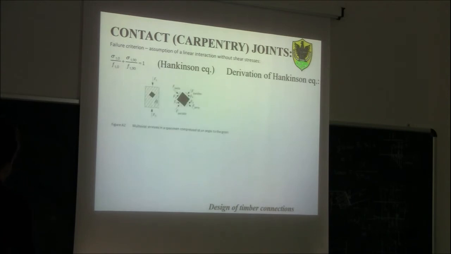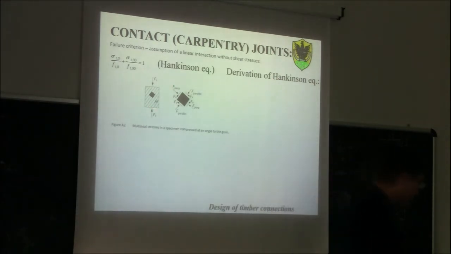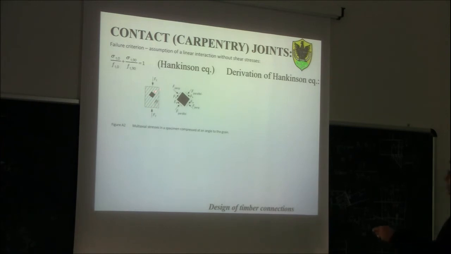So, for example, you see here, in order to derive the Hankinson equation, you start from a single piece of wood subjected to an axial force Fc, applied at a certain angle alpha to the grain. In general, when you isolate a small cube of this wood, you will find that there are some perpendicular components, there is one parallel component, there is one shear component for the equilibrium.